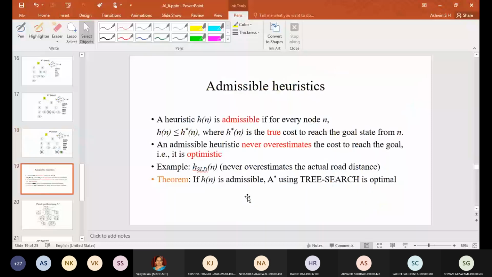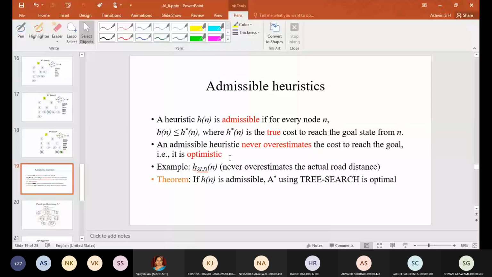Yeah. Now with this, whatever I have explained, this is admissible heuristics. A star is normally an admissible function, we say. So h of n is admissible if for every node n, h(n) is less than or equal to h star of n, the true cost to reach the goal state from n. So an admissible heuristic never overestimates the cost to reach the goal.